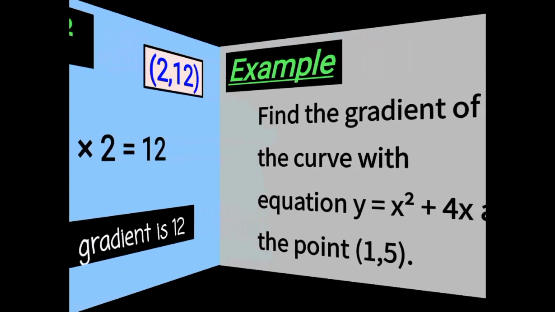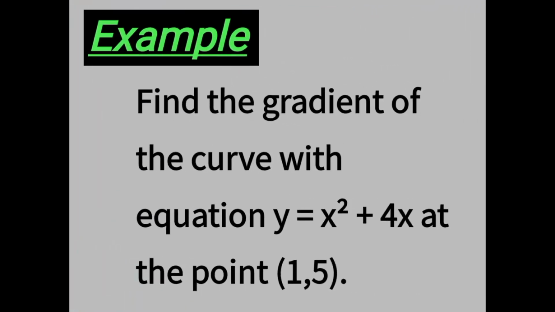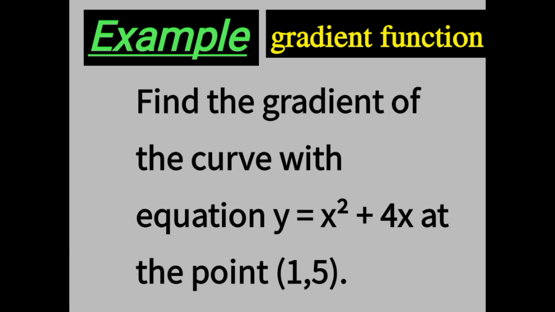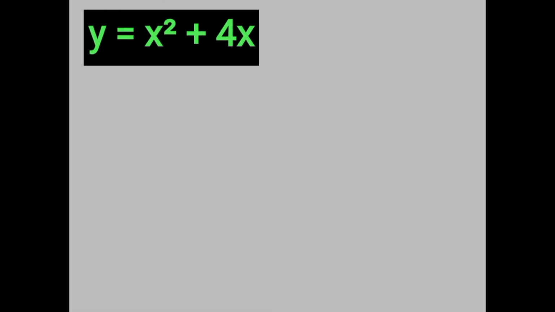Moving on to another example, find the gradient of the curve with the equation y equals x squared plus 4x at the point (1, 5). So first we need to differentiate to find the gradient function. Since there is more than one term, we need to differentiate the terms one at a time. So starting with x squared, differentiating x squared gives us 2x.